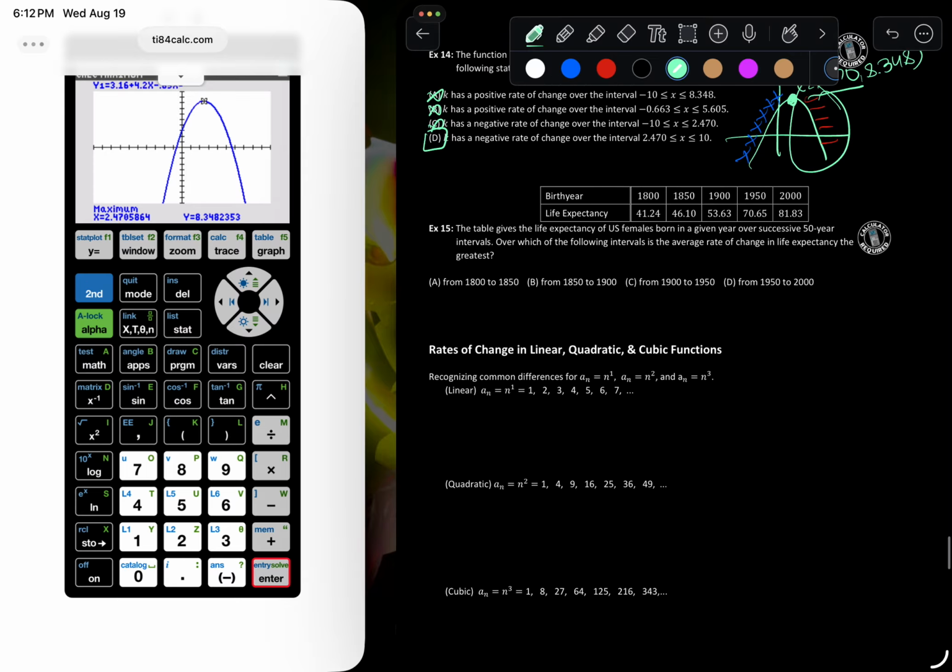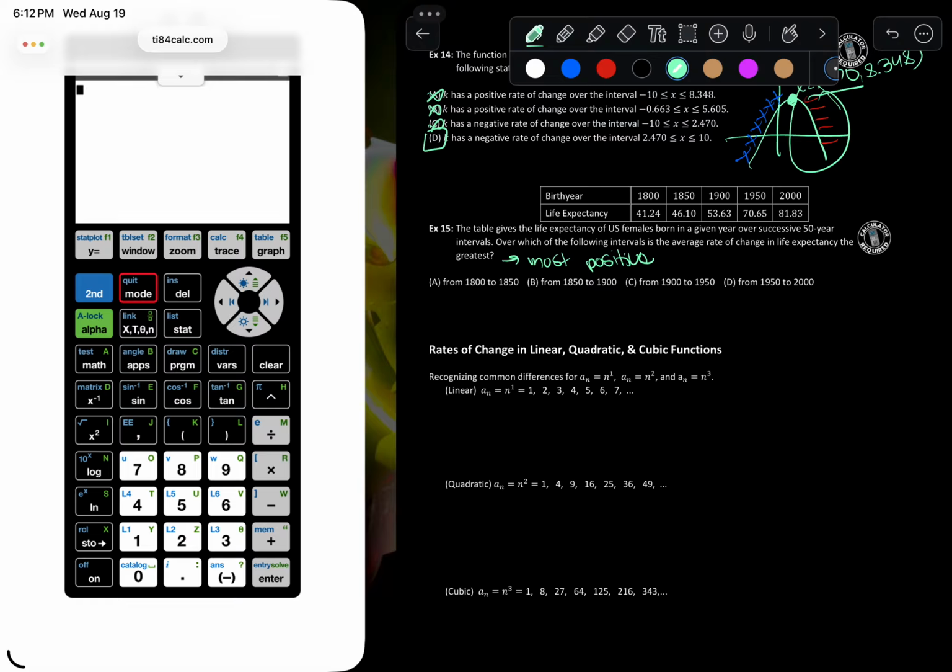Number 15, the table gives the life expectancy of U.S. females born in a given year over successive 50-year intervals. Over which of the following intervals is the average rate of change in life expectancy the greatest? So we're looking for the most positive. This is going to require some calculations. So if I go back to my home screen, second quit or second mode, part A says from 1800 to 1850.